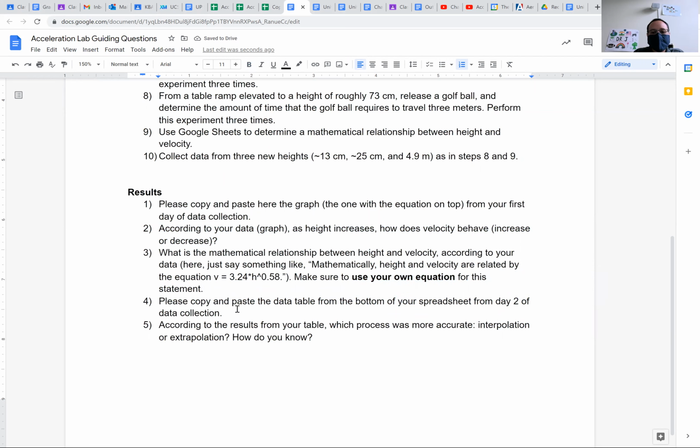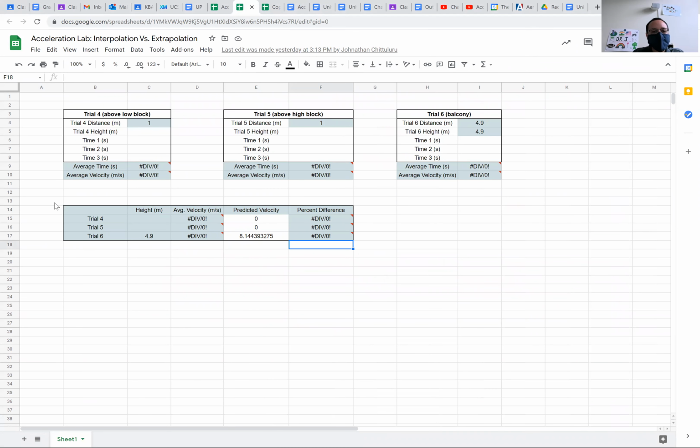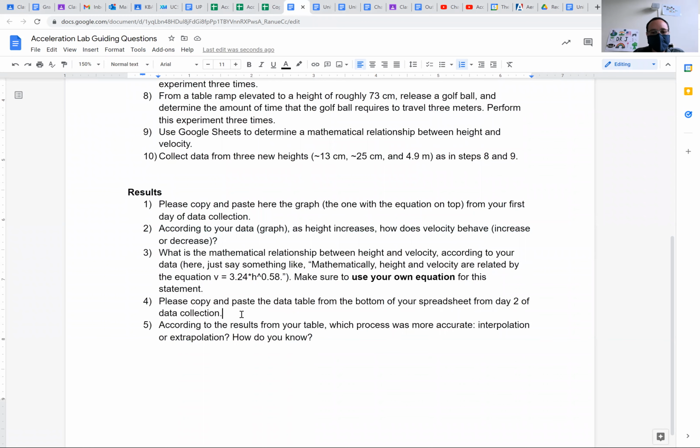And then please copy and paste the data table from the bottom of your spreadsheet from day 2 of data collection. Here is day 2, and you're just going to copy and paste this table. It's blank for me because I just have the blank sheet, but you're going to have values filled in, of course. You're going to copy and paste that here.